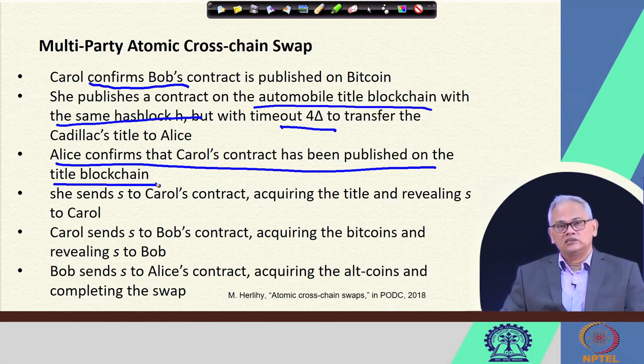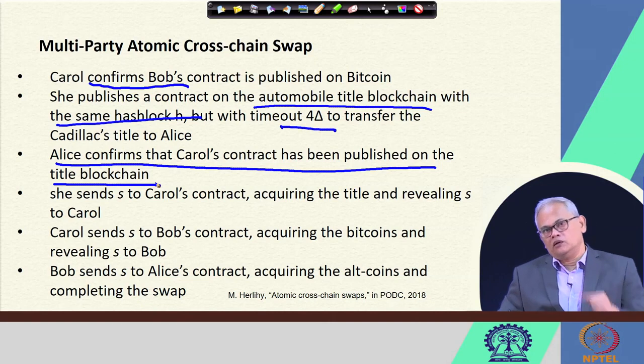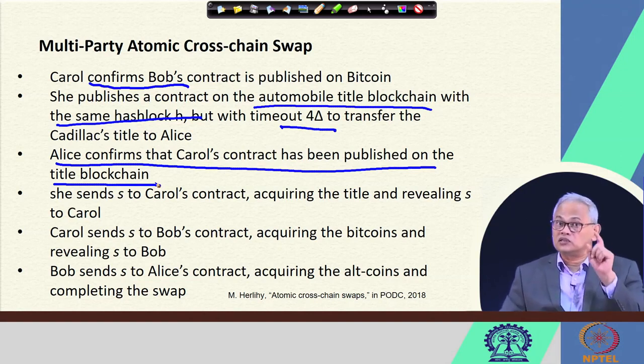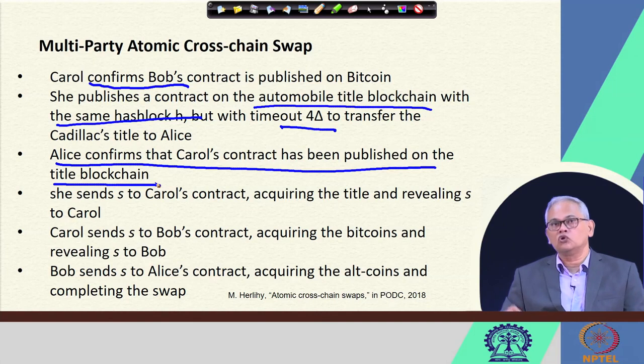So, once Alice has seen that Carol has published her contract, that means Carol cannot go back on her promise to transfer the title, she would send S, that is the secret, to Carol's contract, and in the process the title would be acquired. Why? Because Carol's contract was also created using the hash of that same S. S was not known to Carol, but only its hash, which was used to lock the contract. So, because Alice knows what this S is, Alice can send S to the contract created by Carol, and in the process she would acquire the title, but it would also reveal that S to Carol.